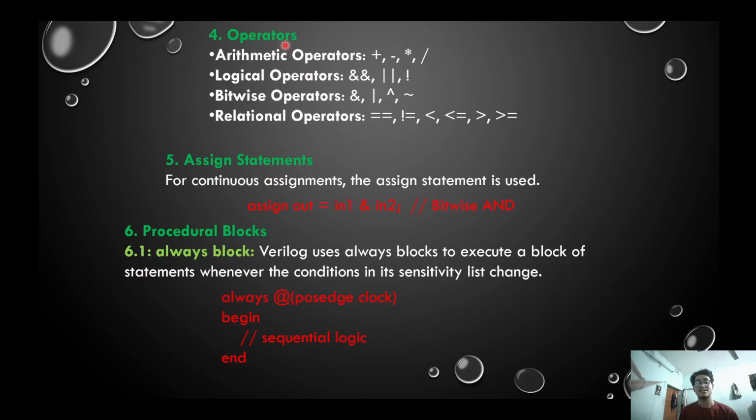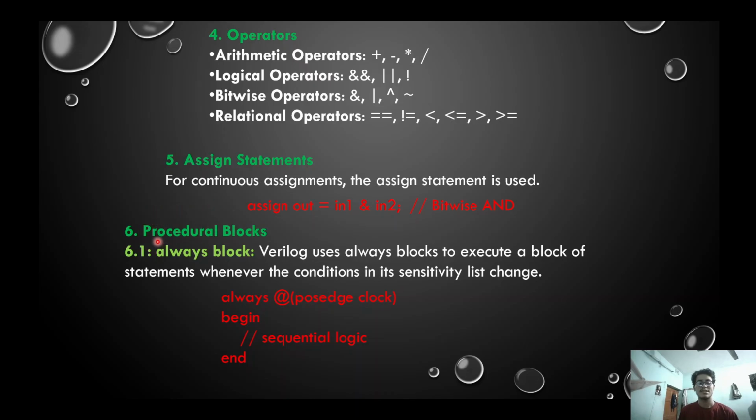The fourth Verilog syntax is operators. In the previous tutorial, we have seen that operators can be various types. They can be arithmetic or logical or bitwise or relational. The fifth Verilog syntax is assign statement. For continuous assignment, the assign statement is used. In this example, we assign in1 and in2 into out.